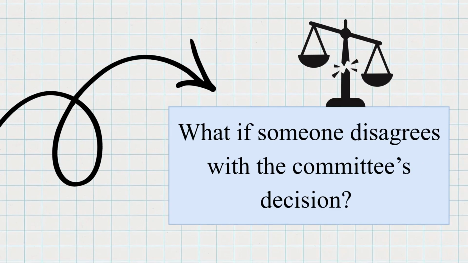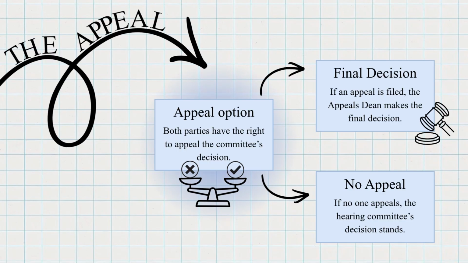But what happens if someone disagrees with the committee's decision? Both parties have the option to appeal the committee's decision. If an appeal is filed, the appeals dean makes the final decision. If no one appeals, the hearing committee's decision stands.